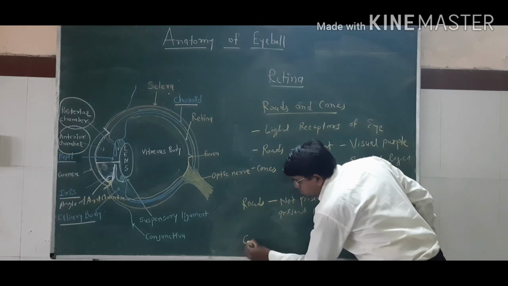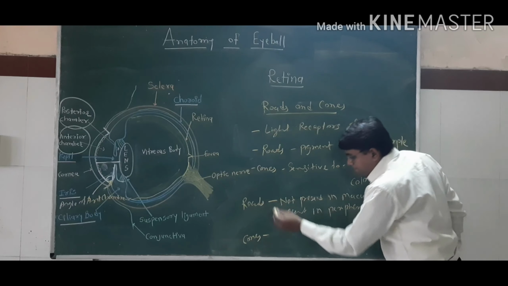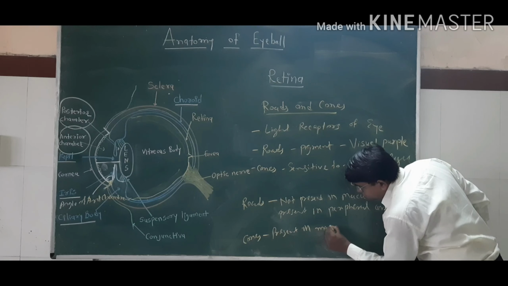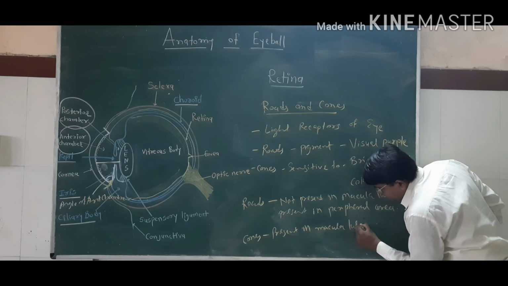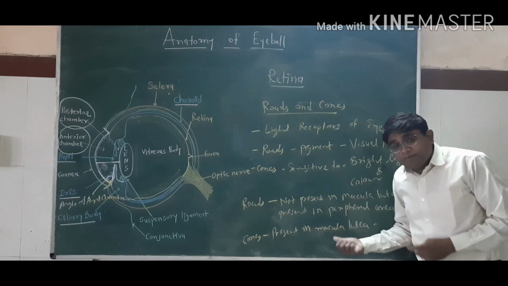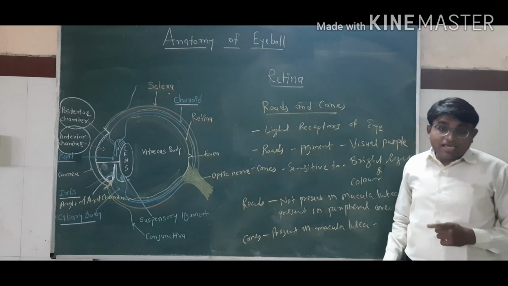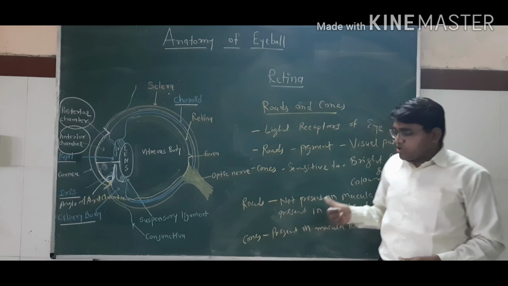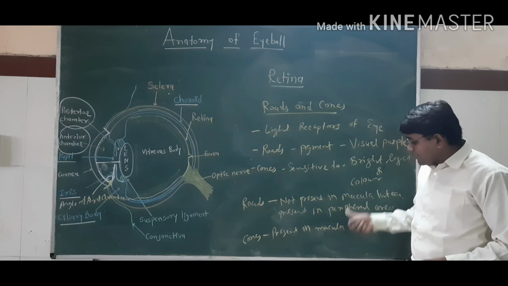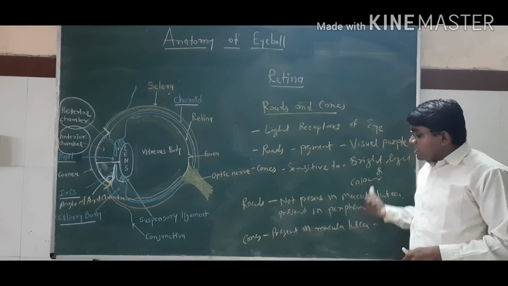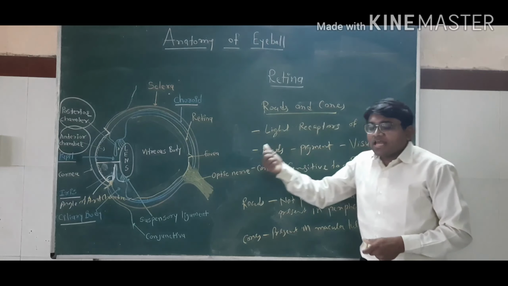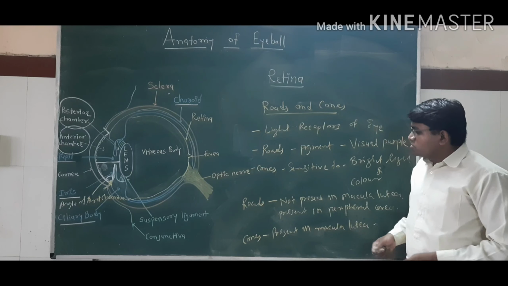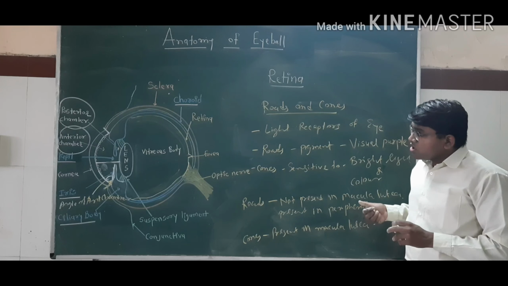Whereas the cones, they are present in the macula lutea and they are also present in the peripheral area. Okay, so the rods are only present in the peripheral area, they are not present in the macula lutea, whereas the cones are present in the macula lutea and they are also present in the peripheral area, but mostly they are concentrated near the fovea. Okay, so this is the main difference of the rods and cones.